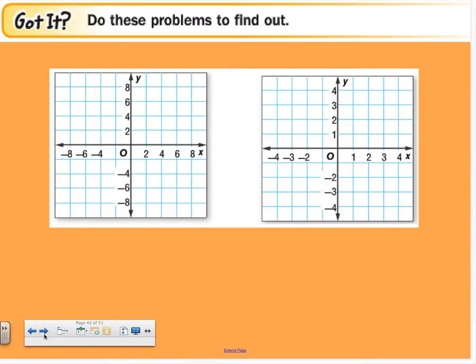I would like for you to take a look at the Got It on top of page 237 and try this for yourself.